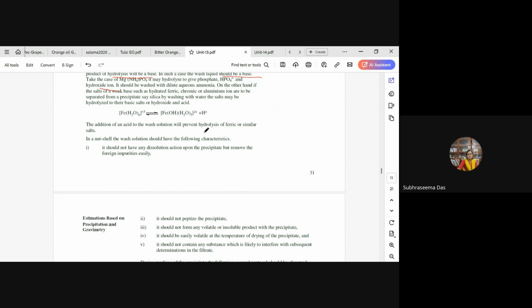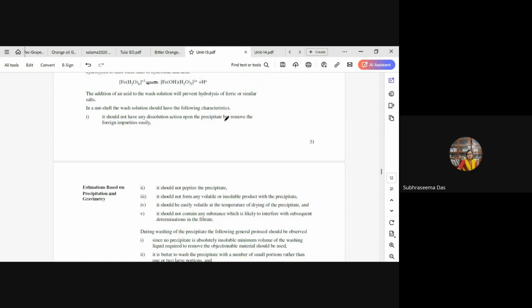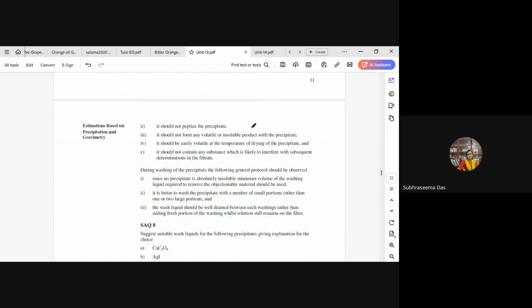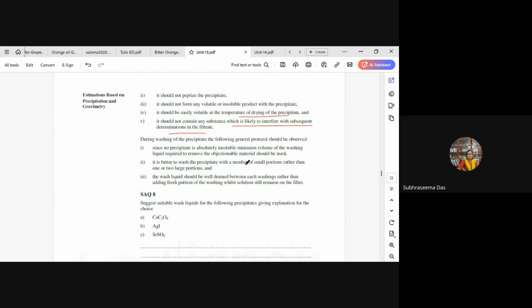Thus, in summary, we can say that the wash solution should have the following characteristics. Number one, it should not have any dissolving action upon the precipitate but just remove the impurities only. Number two, it should not peptize the precipitate. Number three, it should not form any volatile or insoluble product with the precipitate. Number four, it should be easily volatile at the temperature of drying of the precipitate. And number five, it should not contain any substance which is likely to interfere with the determinations in the filtrate.